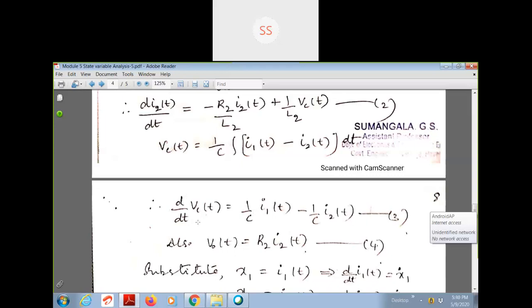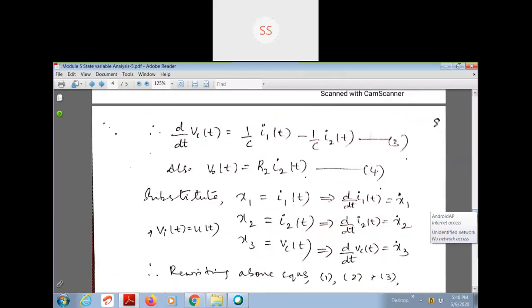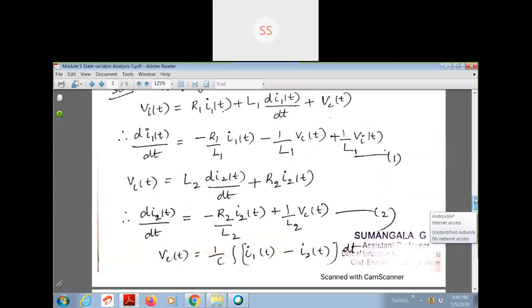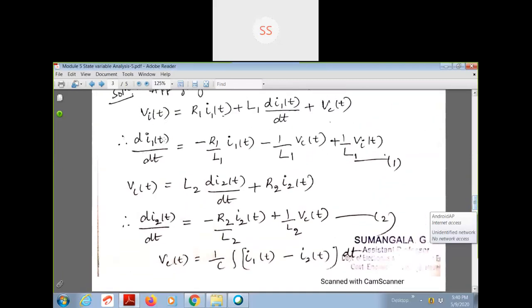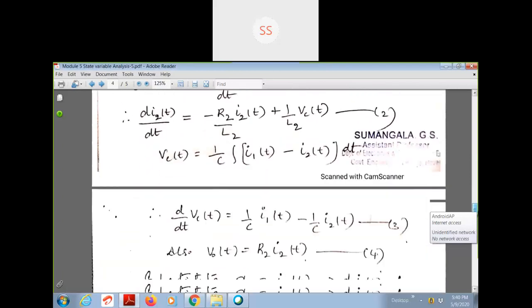So d by dt of Vc of t equal to 1 by c into I1 of t minus 1 by c into I2 of t. The 1 by c is written separately for both I1 and I2 as these two represent separate state variables. Now we will call this equation 3. So equations 1, 2, 3 are state equations. The first is d by dt of I1 of t, the second is d by dt of I2 of t, and the third is d by dt of Vc of t.